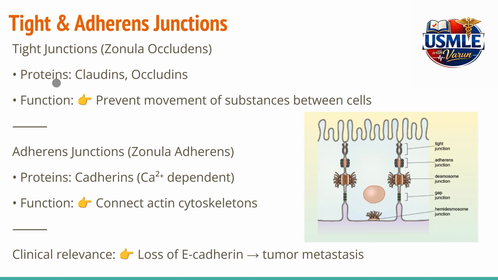The proteins that are present in these tight junctions include claudins and occludins, whereas in adherens junctions, it's cadherins that are present. The function of these adherens junctions is to connect actin cytoskeletons of adjacent cells. Whenever there is loss of E-cadherin, it can lead to tumor metastasis.